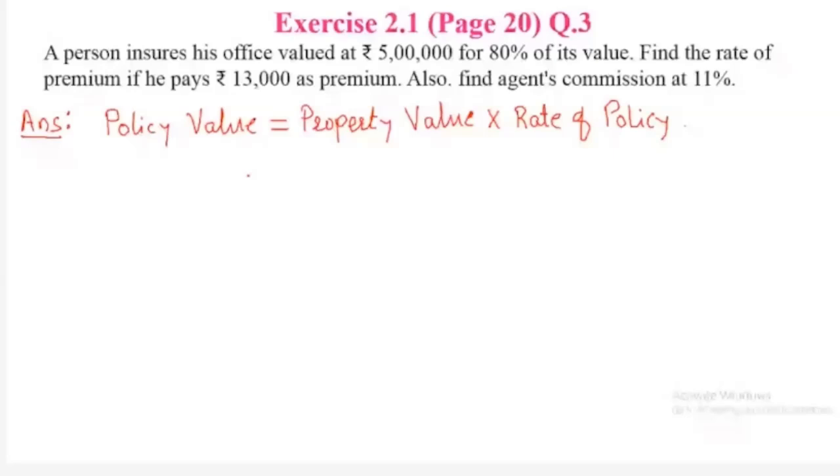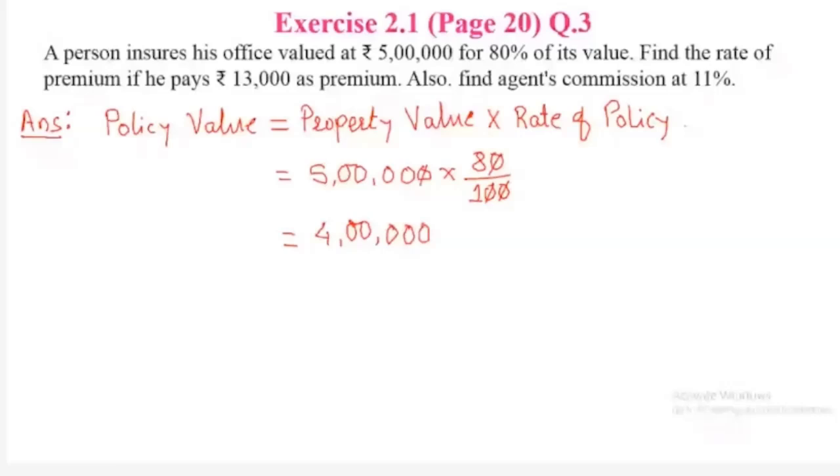What is property value? 5 lakhs into 80%. 0, 0 got cancelled, this 0 and this 0 got cancelled, 5 8s are 40. So this will be 4 lakhs. 4 lakhs, agreed?